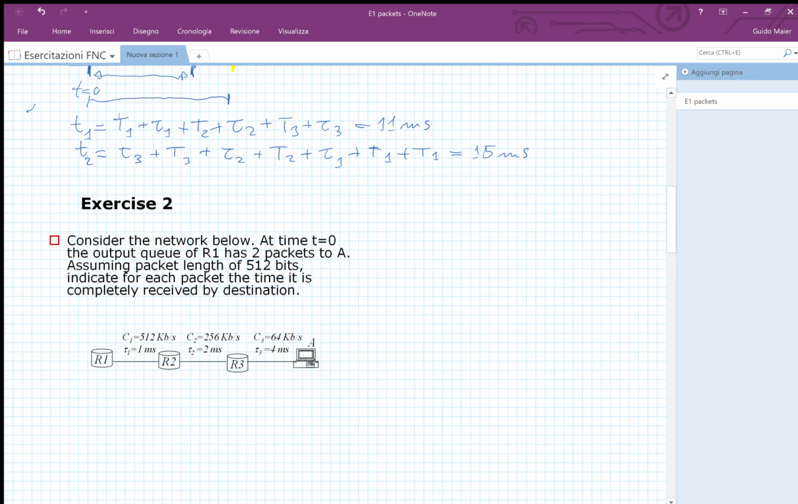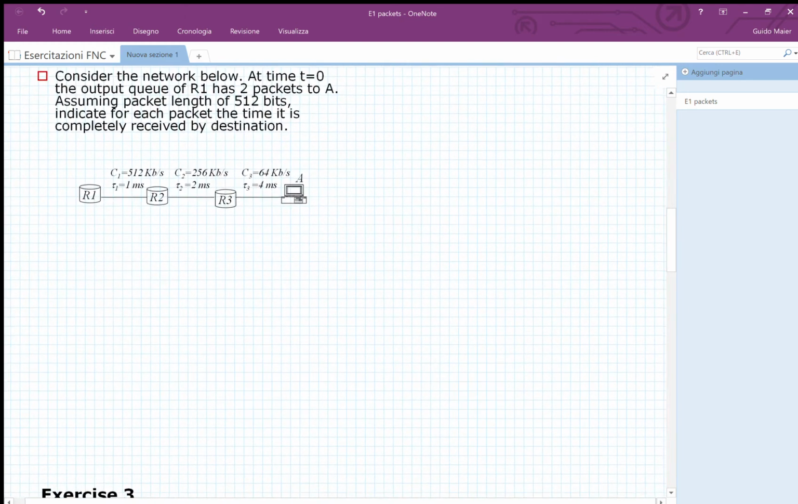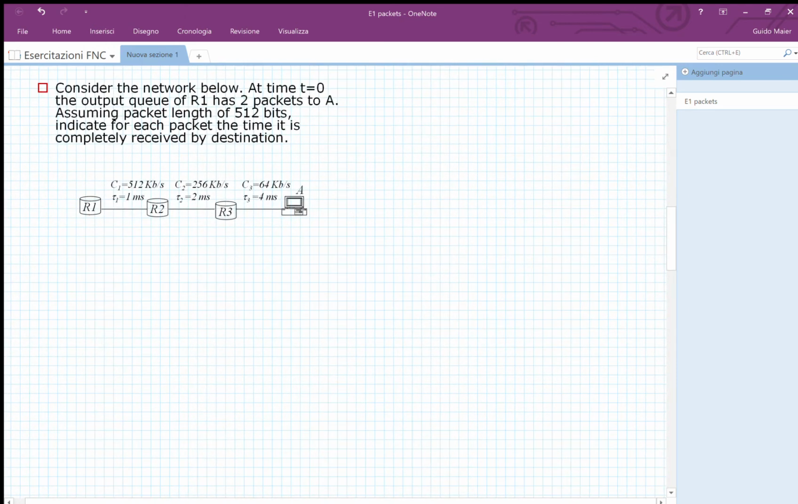Okay. So now let me insert some space here, and let's draw the time diagram again.